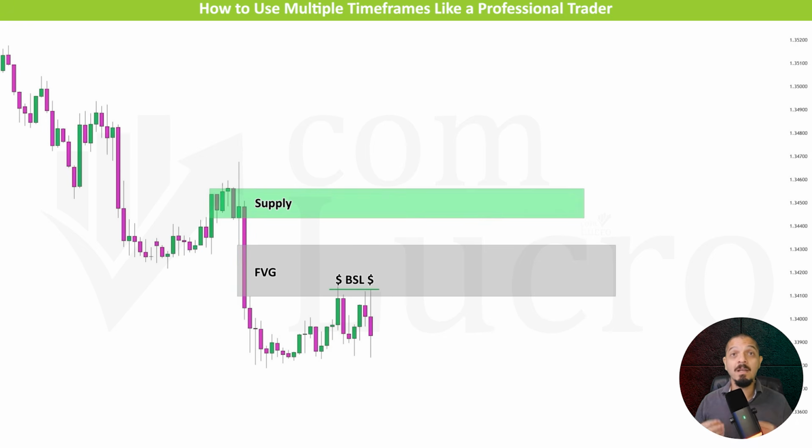Based on that idea, we can place a sell limit at the zone and position the stop loss above it. But before executing the trade, we need to check the higher time frame and understand the broader context.